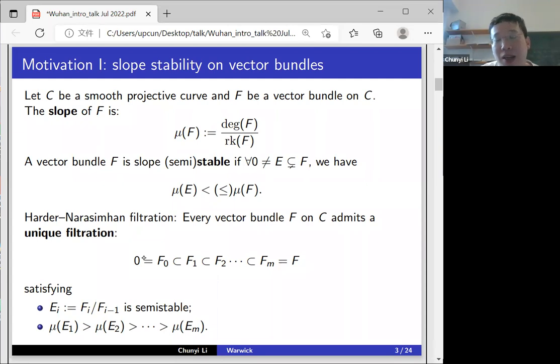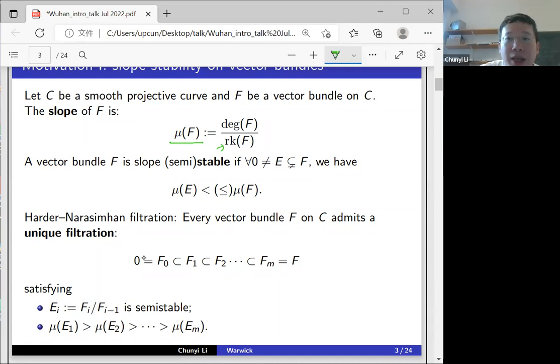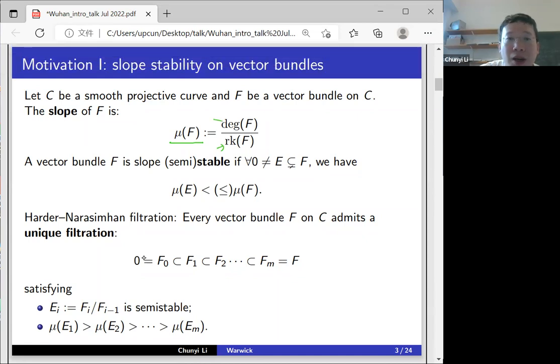The first motivation for stability conditions is the so-called classical slope stability. Let me briefly recap this definition here. The setup is: let C be a smooth curve, and let F be a vector bundle. We can define the so-called slope of the vector bundle, denoted by mu, defined to be the ratio between the degree and the rank of the vector bundle. Here the meaning of the rank is pretty clear. Just in case you don't have any idea of the degree, it roughly tells you how positive the vector bundle is.